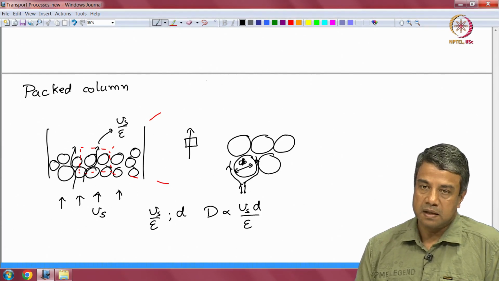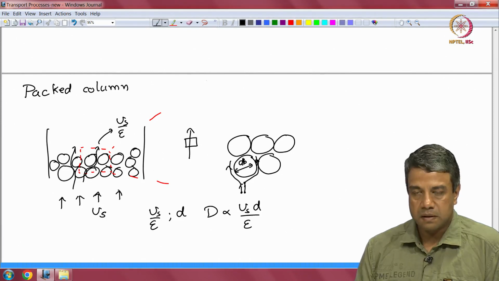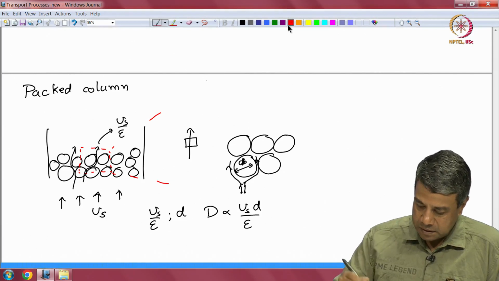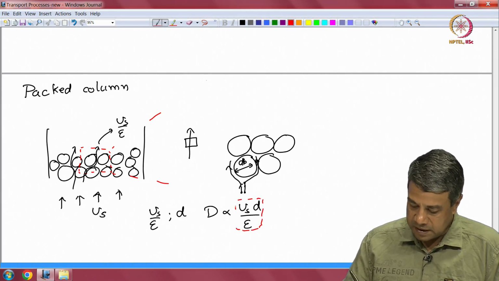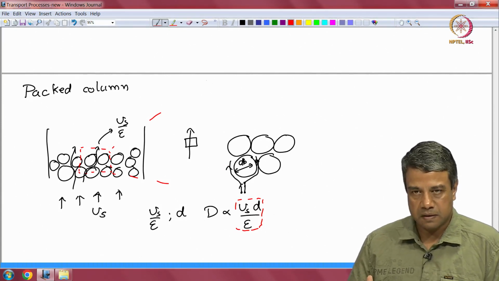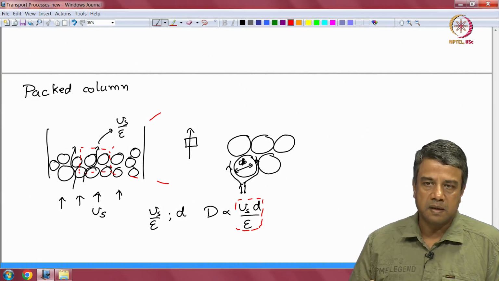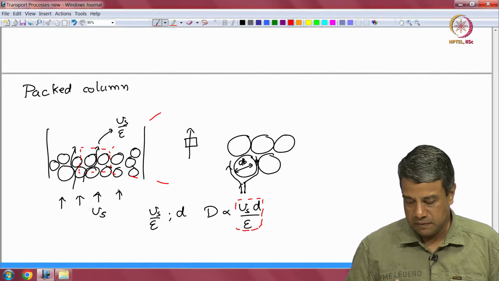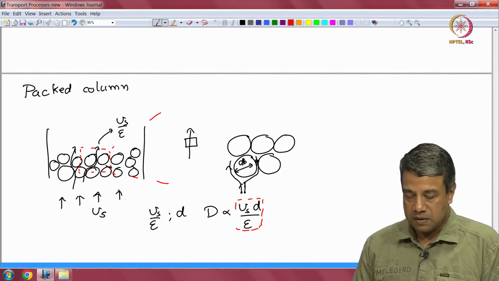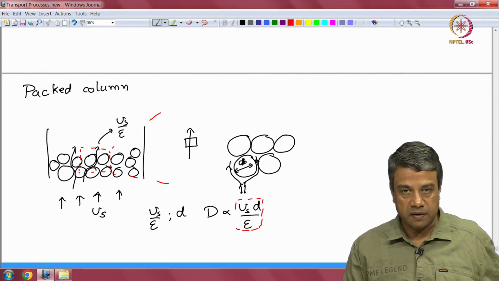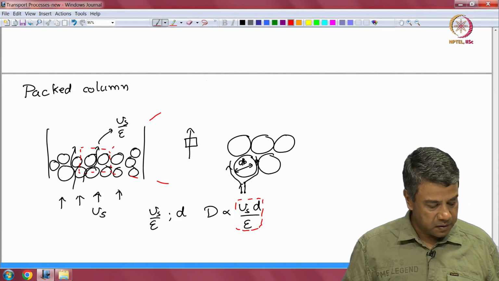And then the spread takes place over the particle travelling over a distance comparable to one particle diameter. Okay. So, dimensionally this can depend only upon V s by epsilon and d, and there is only one combination for this dispersion coefficient. So, it increases proportional to the diameter and it increases proportional to the velocity for the flow through a packed column. Okay.